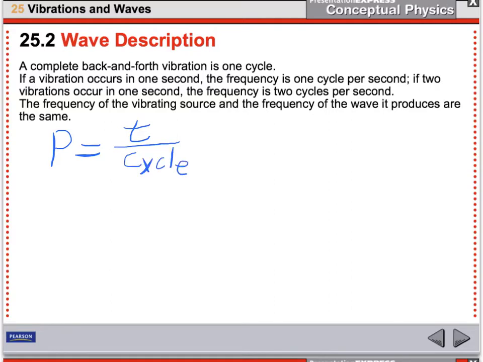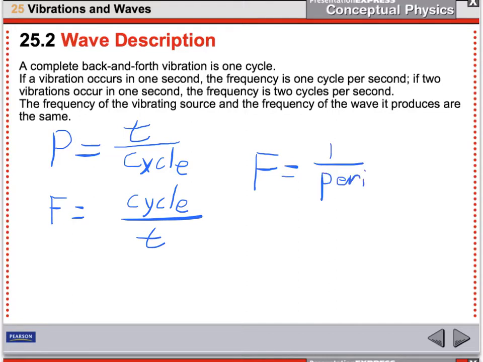And the way we measure frequency, represented by F, is equal to how many cycles the wave does in a certain amount of time, measured in seconds. How many cycles per second? Well, these are the reciprocals of each other. So we can also write that the frequency of a wave is equal to 1 over the period of it. And the period of a wave is equal to 1 over the frequency.